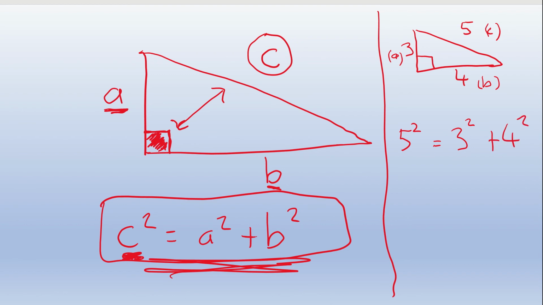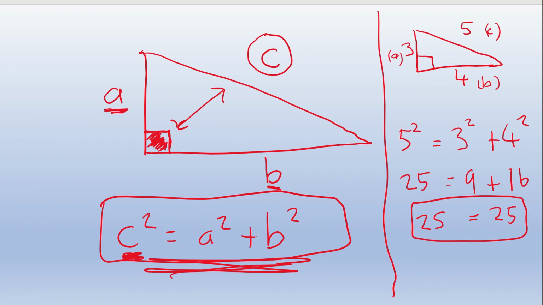If I simplify that, 5 squared is 25, 3 squared is 9, and 4 squared is 16. If I do my last sum there, the last thing that I can tidy up, I get that 25 is equal to 25. And you might say, oh, well, that's obvious. What that tells us is that as these three numbers, the 3, the 4, and the 5, fit into Pythagoras' theorem, and my left-hand side equals my right-hand side, that tells me that this triangle is a right angle triangle.